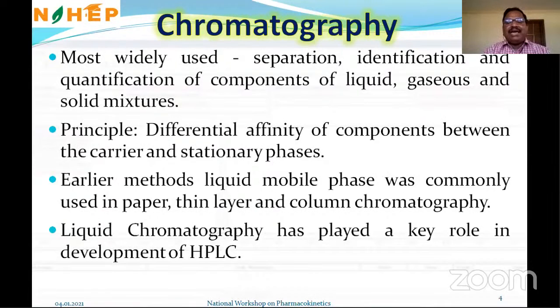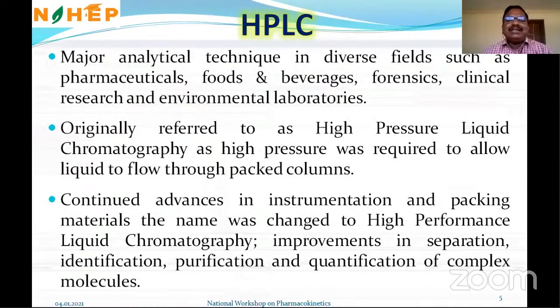This liquid chromatography has played a key role in the development of HPLC. The same principle is used, and with technological advancement, HPLC was developed. HPLC is a major analytical technique in diverse fields such as pharmaceuticals, food and beverage industries, forensics, clinical research, and environmental laboratories. Originally, HPLC referred to high pressure liquid chromatography, as high pressure was required to allow liquid to flow through the packed columns. With continued advances in instrumentation and packing materials, the name was changed to high performance liquid chromatography, and with improvement in separation, identification, purification, and quantification of molecules, the name was fixed as high performance liquid chromatography.